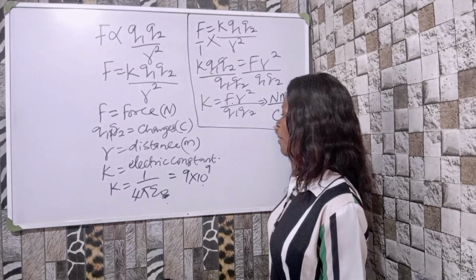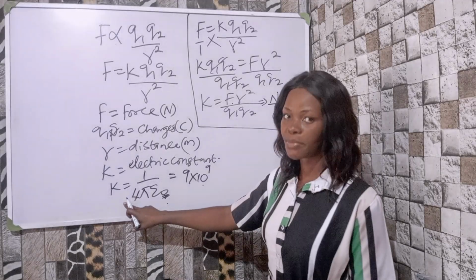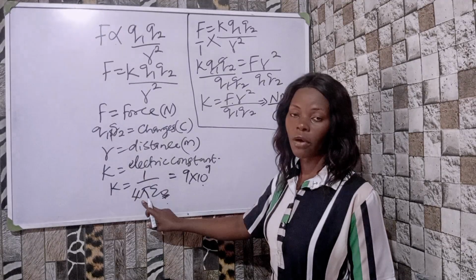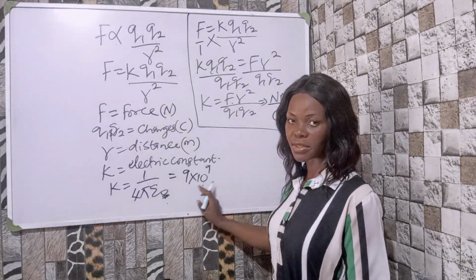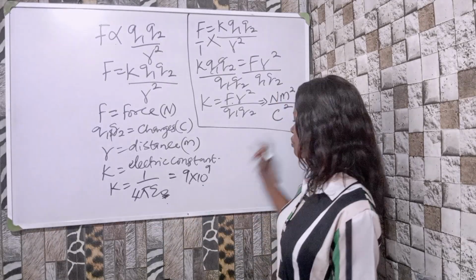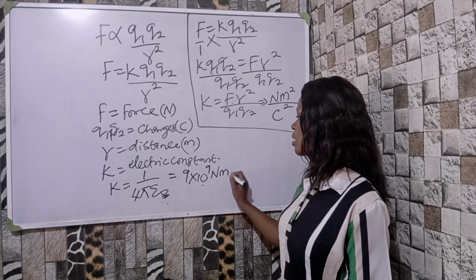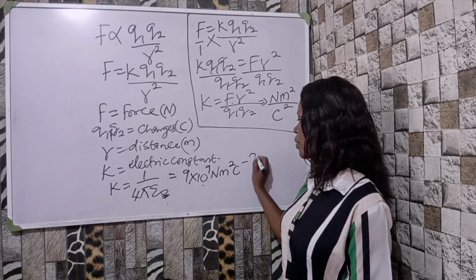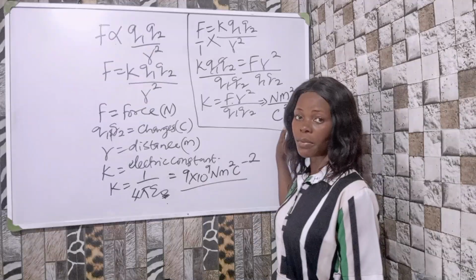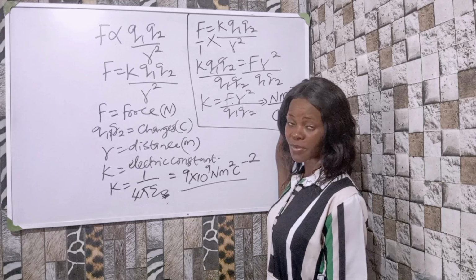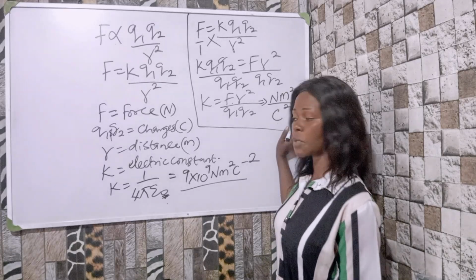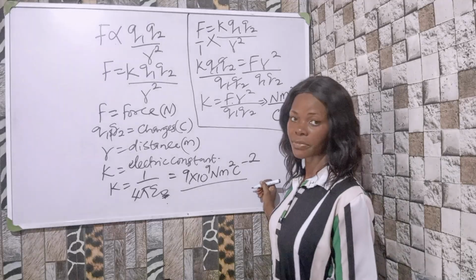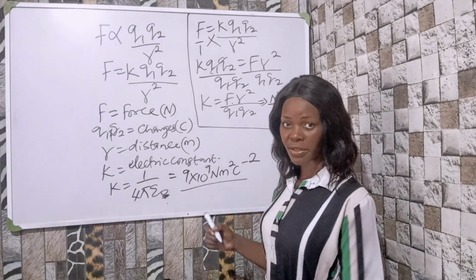And remember that the value of K, which is the same thing as 1 over 4 pi epsilon 0, is equal to 9 times 10 raised to power 9. I'll now input the unit: Newton meter squared per coulomb squared. I believe you know why we have per coulomb squared, because this coulomb is in the denominator. So once it comes up, we're going to carry a negative sign. I hope you understand that.